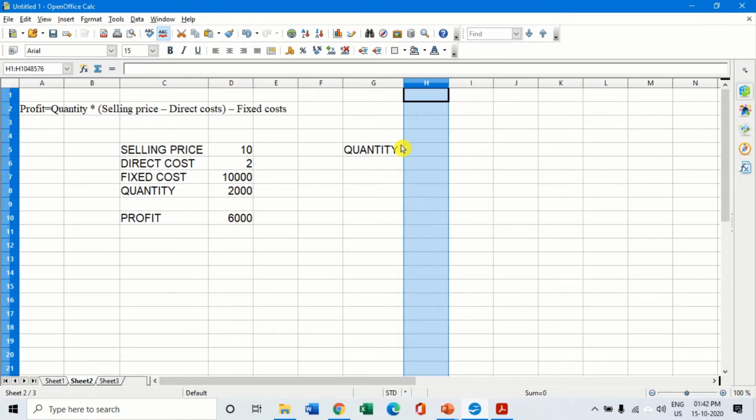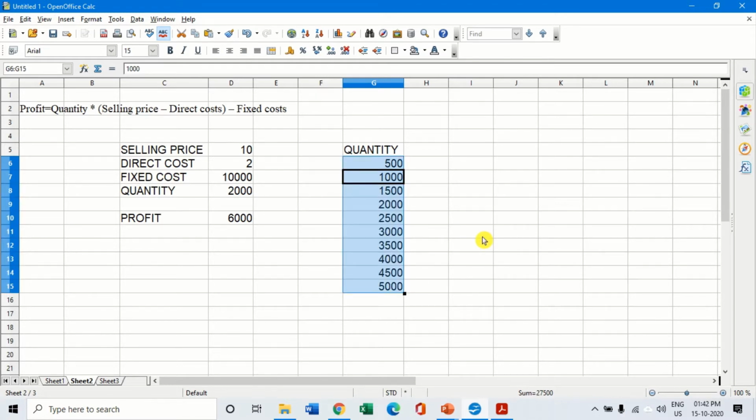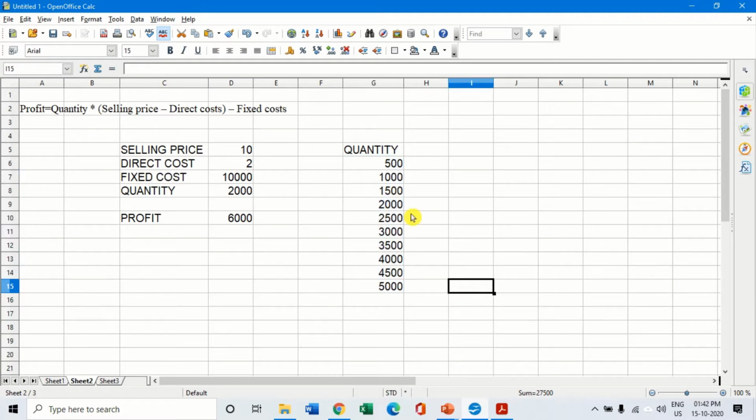Now they have asked us to find out what is going to be the profit if the number of toys, that is the quantity of toys, increases from 500 to 5,000. So here from 500 to 5,000 we will select 500 and 1,000, and go up to 5,000 at an interval of 500. So now we want to know what is going to be the profit if our quantity of sale is 500 toys, 1000 toys, 4000 toys, etc.